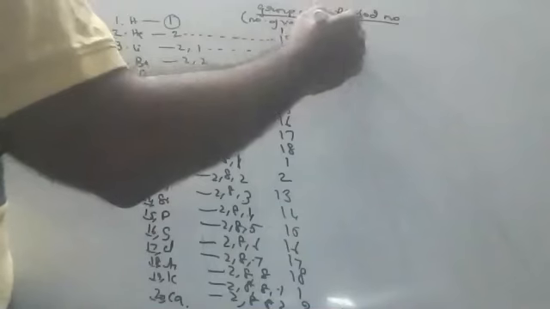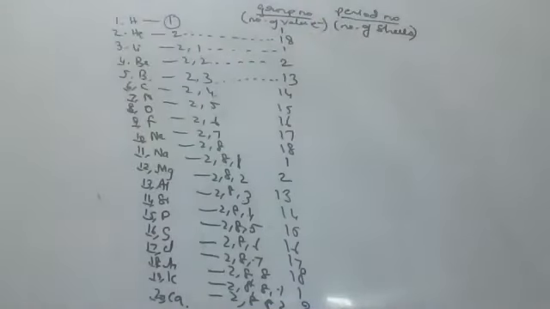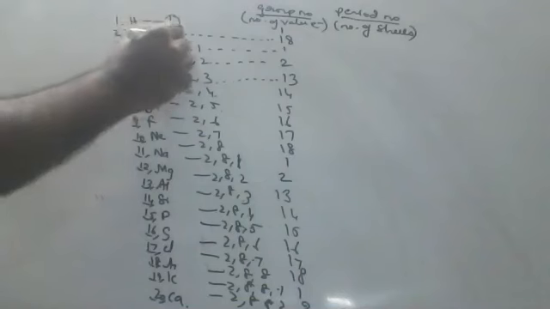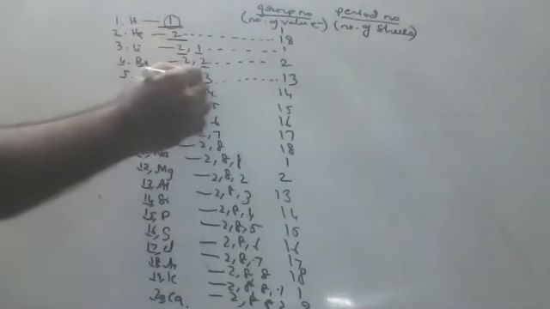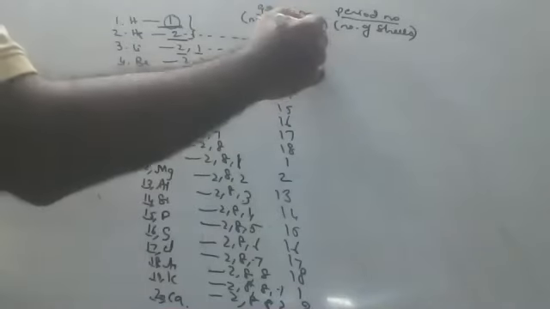Now period number. Period number is the number of shells. Depending upon the number of shells, you will decide the period number. If you can write this, children, you can answer any question in the periodic table. Here and here only one shell is there. Here 2 shells are there. Everywhere 2 shells are there. For these both, only one shell is there, so they both belong to the first period.